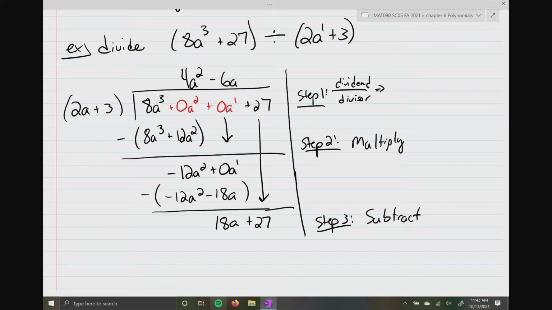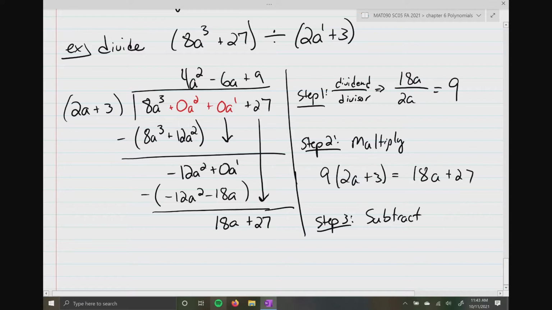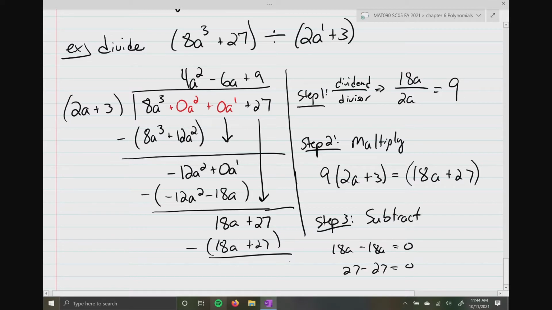So our dividend, 18a over 2a, which is going to be 9. 18 divided by 2 is 9. a divided by a is a to the 0, which is 1. So this is just a 9. So plus 9. So all right, 9 times 2a plus 3. That's going to give me 18a plus 27. Boy, isn't that a beautiful thing what's happening here. Put it in parentheses. Subtract. 18a minus 18a is 0, and 27 minus 27 is 0. So your answer is 4a to the second minus 6a plus 9.